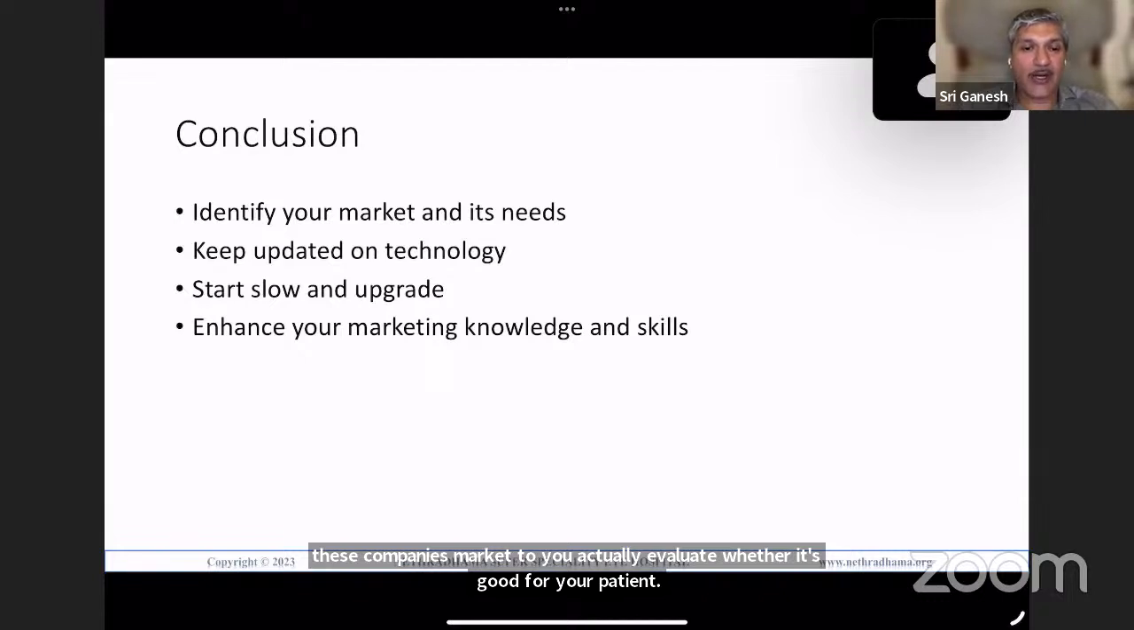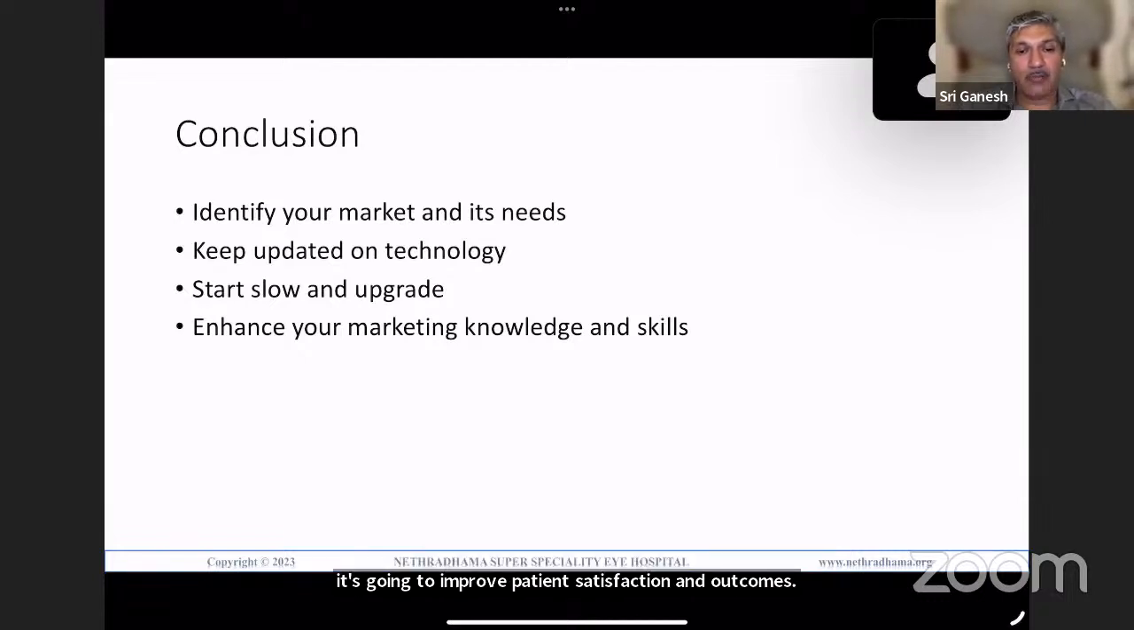Start slow and upgrade. Don't put in all your money, buy the latest topographer paying 1 crore, buy the latest femtosecond laser, invest about 8 to 10 crores, and then you will also have to pay huge amounts for licenses, for CMCs. And if you are not able to get enough number of patients, then it becomes very frustrating, and you're going down a rabbit hole there.